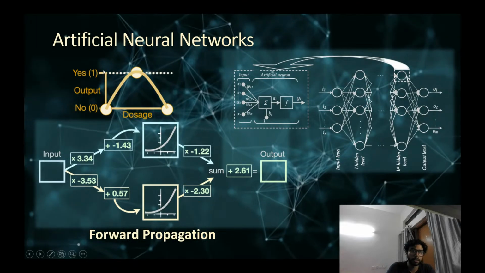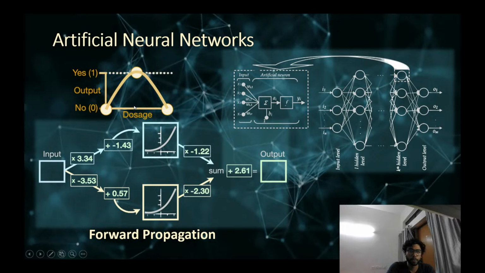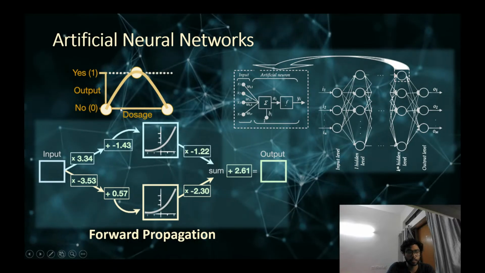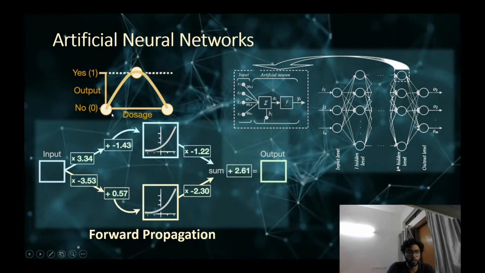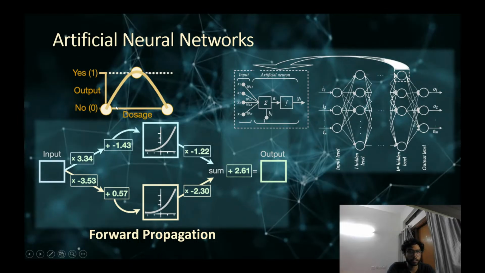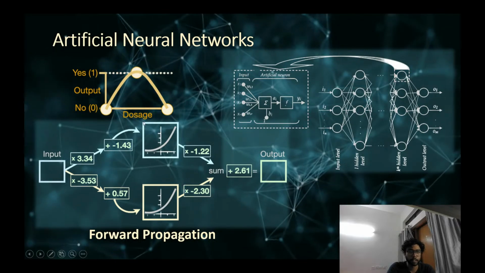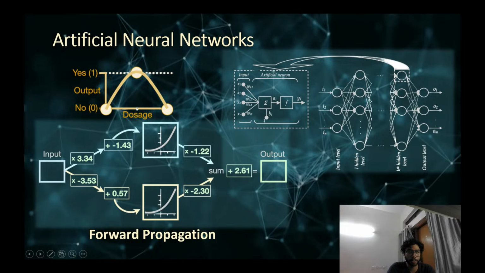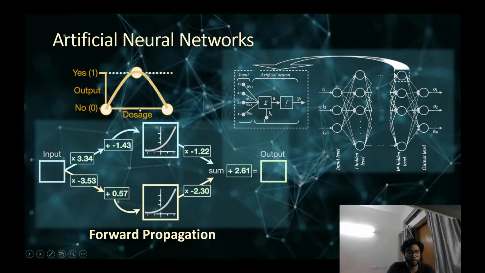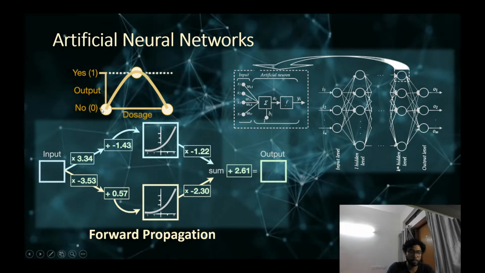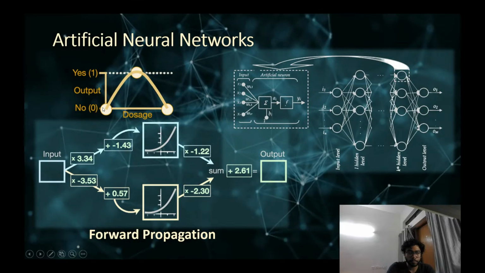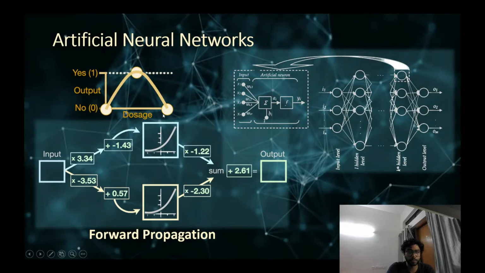Here you have dosage of some medicine. This is the low dosage, and as you go along the x-axis, this is high dosage. And this is the medium dosage, because this is something at 0.5. So this one has dosage value equal to 0.5, this one has dosage value equal to 0, and this one has dosage value equal to 1.